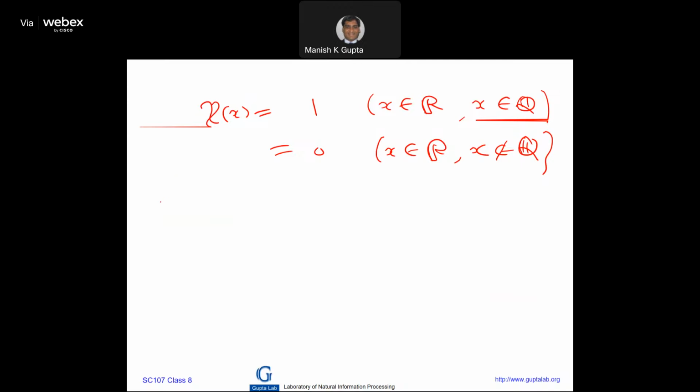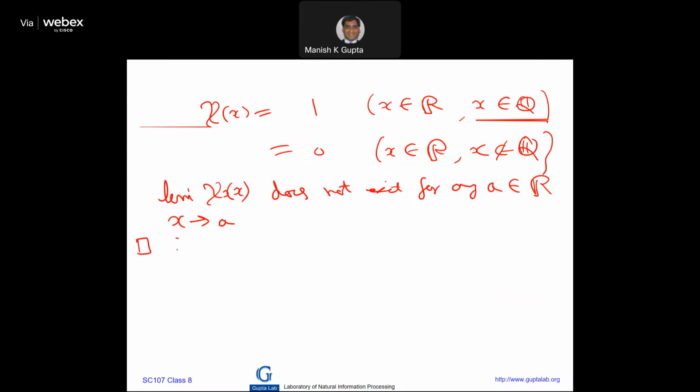I have to say that the limit of chi of x as x tends towards a does not exist for any a on the reals. If this limit does not exist, the function is discontinuous at every point on the real line, right? That will be okay, right? If you are able to show this. Okay.